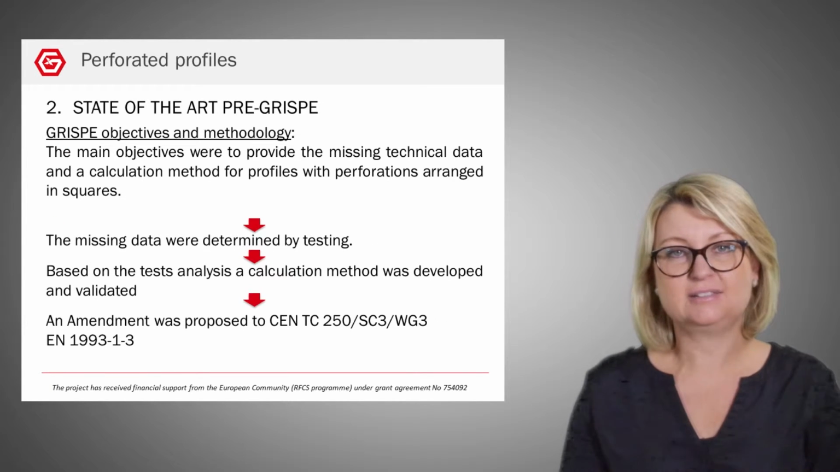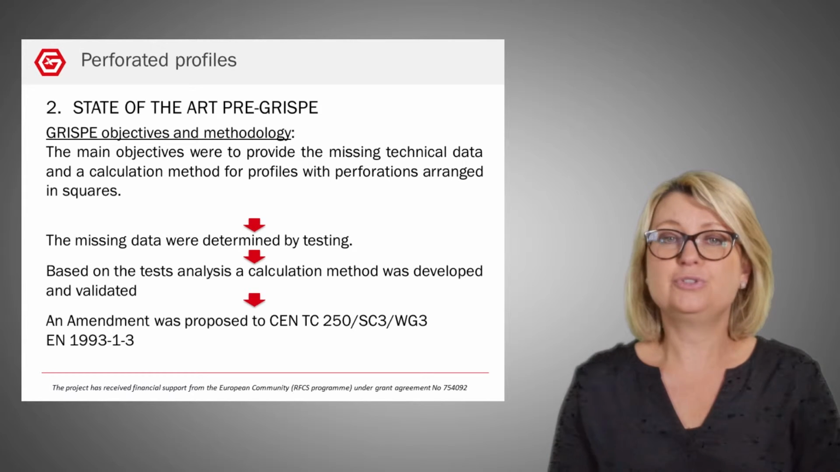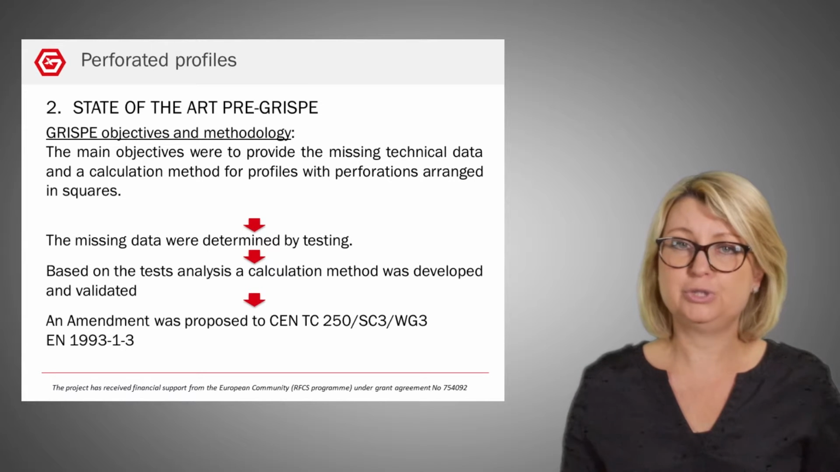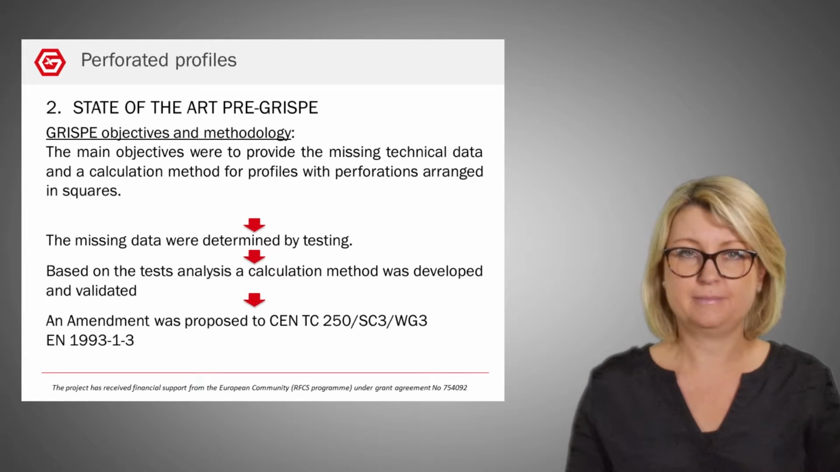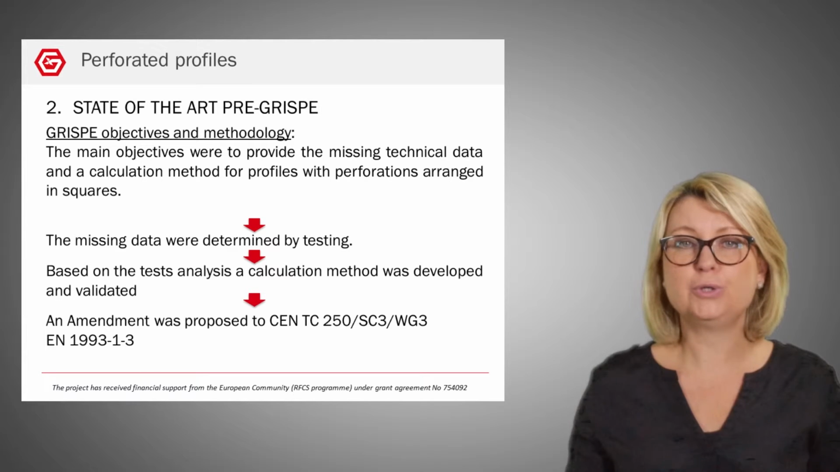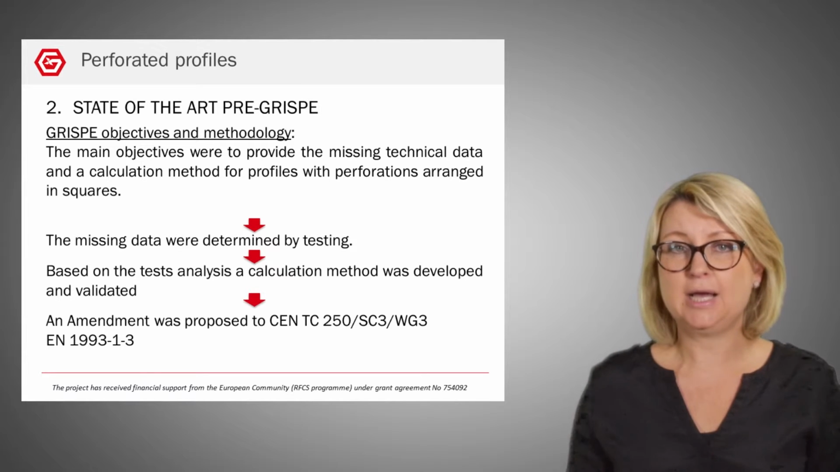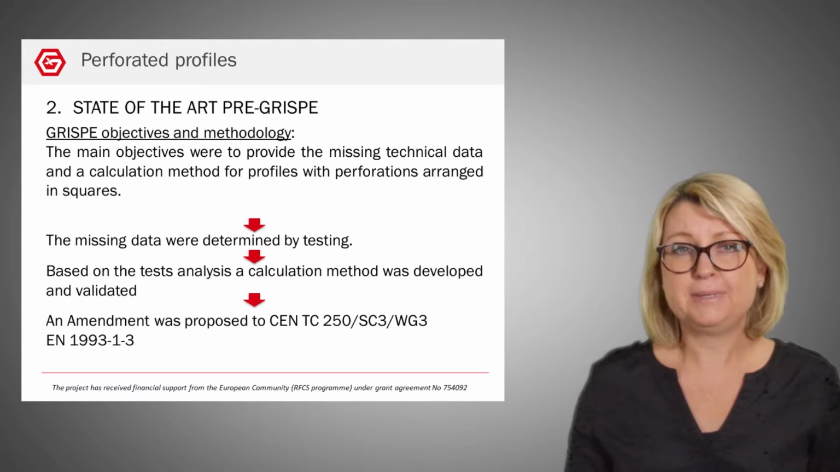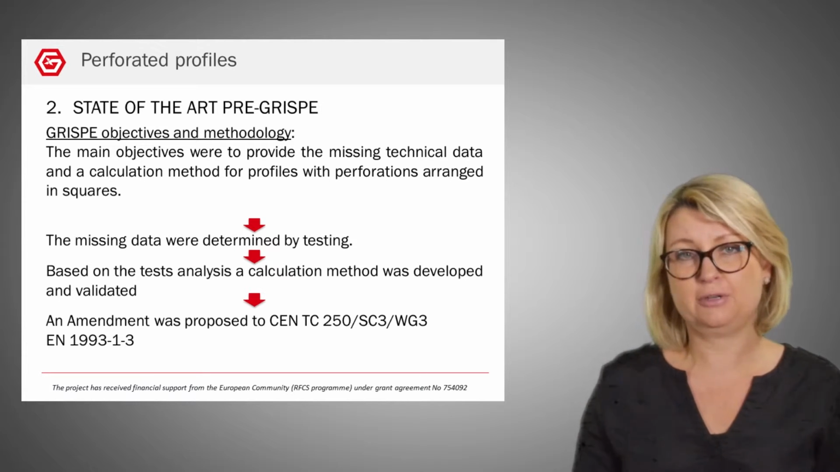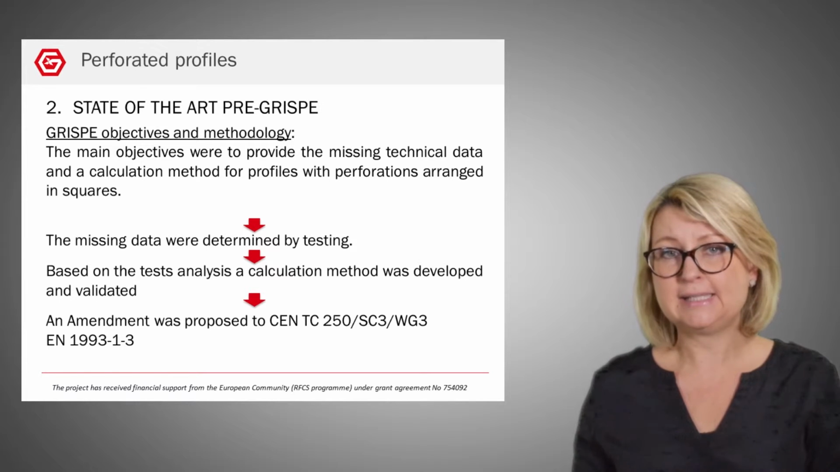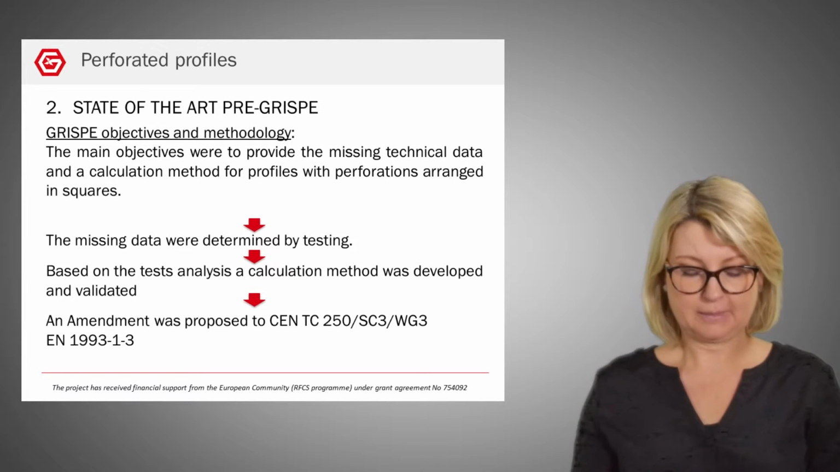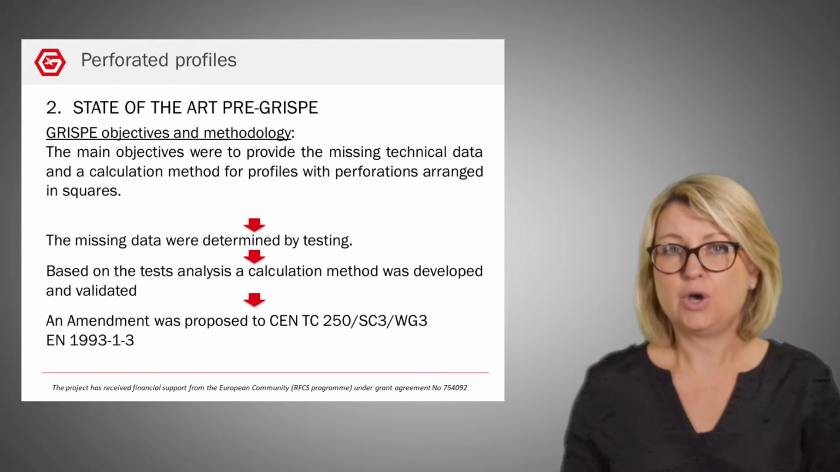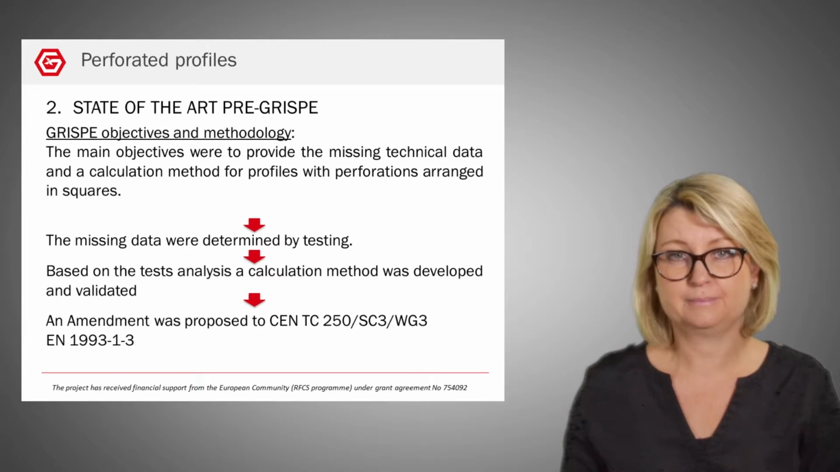This state of the art has allowed us to determine the objectives of the GRISP project and the methodology to be applied to achieve them. The main goals were to determine the missing data through a huge testing program and to develop and validate a calculation method thanks to the test analysis. This method was proposed as an amendment on Eurocode 3 Part 1-3.